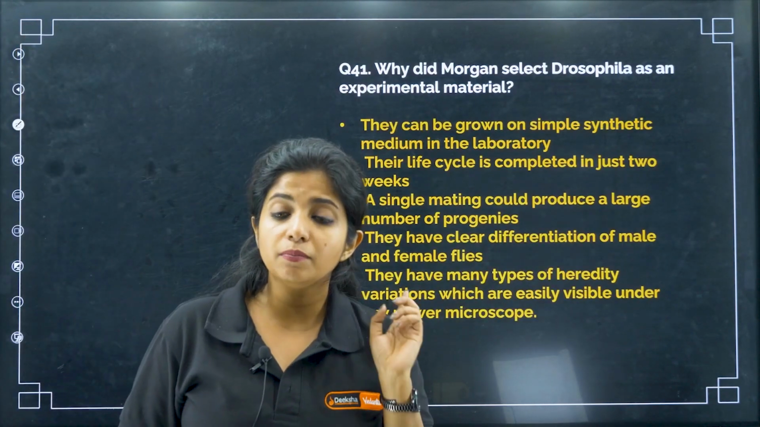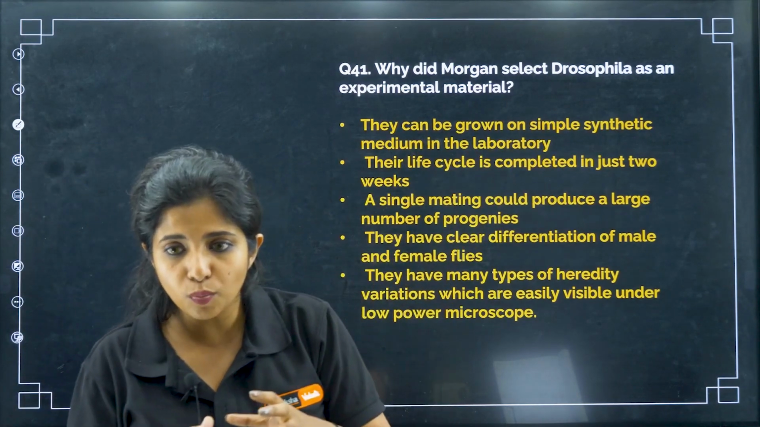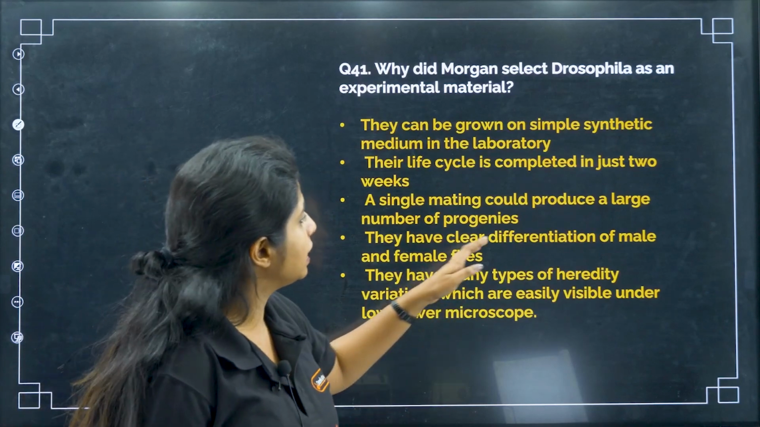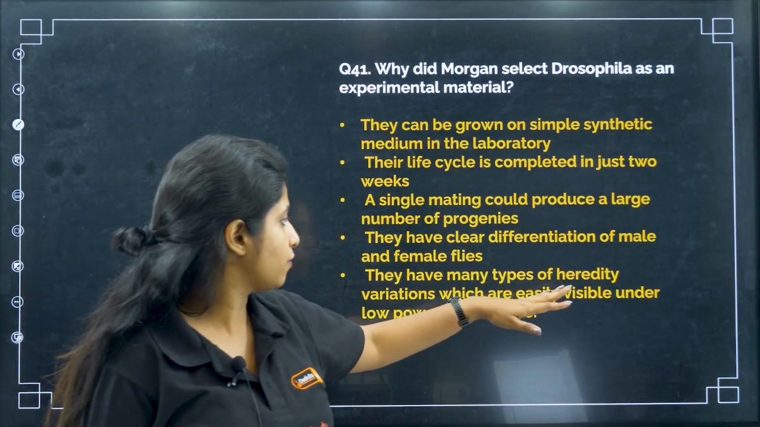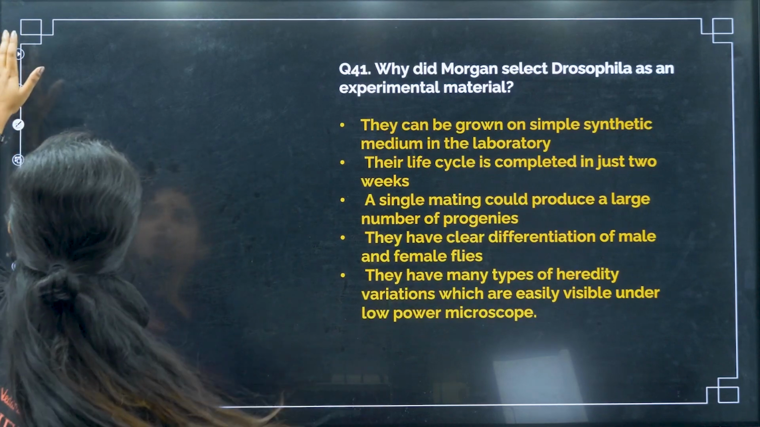Okay, why did Morgan select Drosophila? Because it can be grown easily in the laboratory. The life cycle is very short. A single mating could produce multiple progenies, and they have clear differentiation of male and female flies. They have many types of hereditary variation which can be easily visible under a low power microscope.